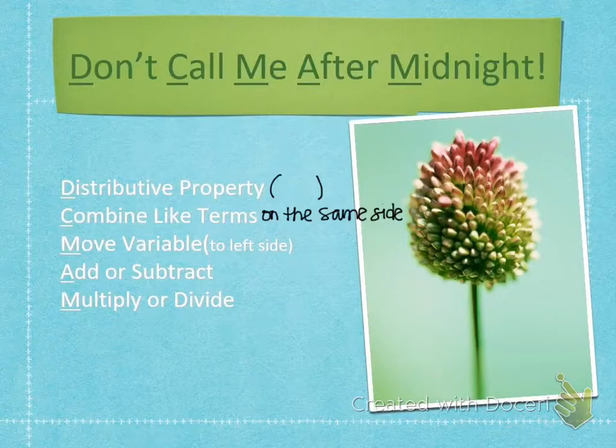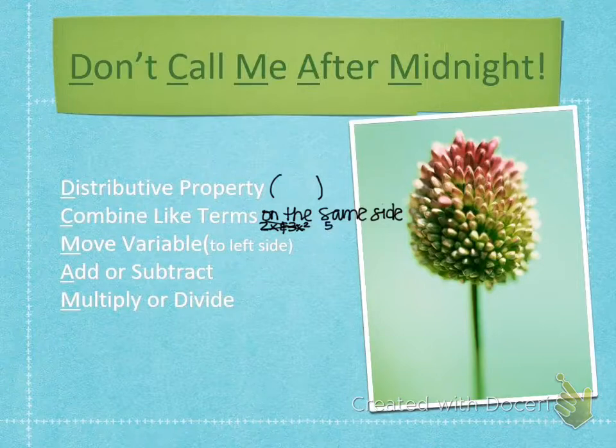Now, let's review like terms. If I give you 2x and 3x squared, are those like terms? No. Because why are these not like terms? One of them has an exponent of 2. Remember, like terms are the same variable raised to the same power. So if you want to write that down and then put a nice little x over it to remind yourself, that is not considered a like term.